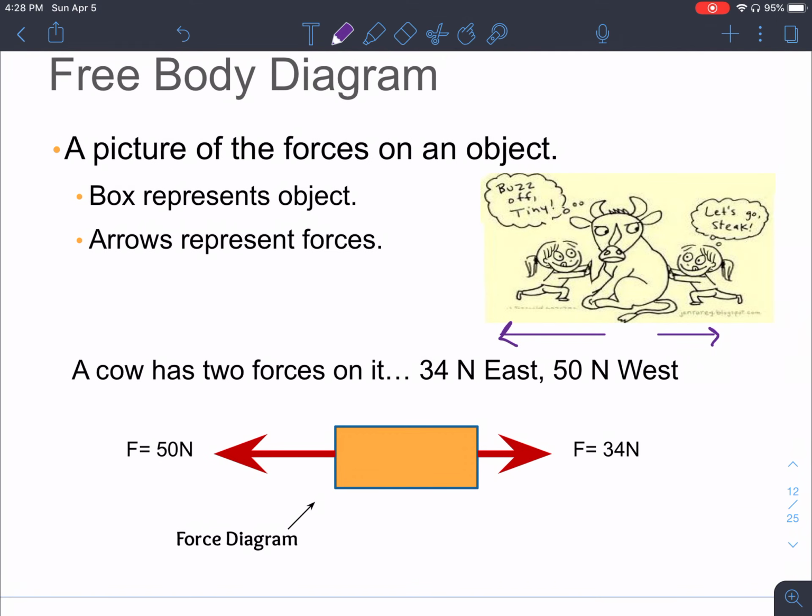And how I found that 16 newtons was by taking 50 newtons and finding the difference of 34.